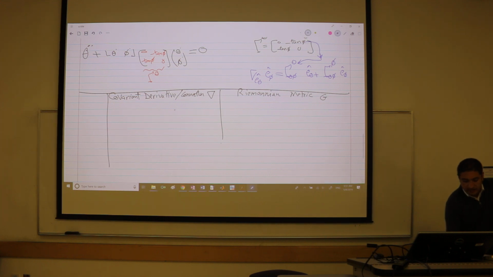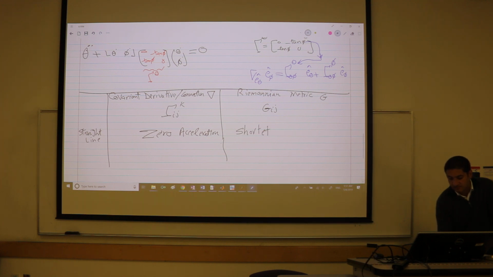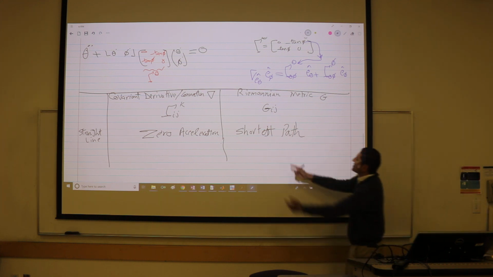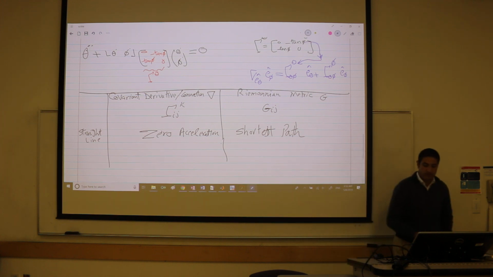This guy is completely characterized by gamma ijk. If I give you gamma ijk, I tell you completely how to do the derivative. Here, I just give you the matrix, right? What is the conceptual definition of a straight line? Geodesic. Here, it's a curve with zero acceleration. I'm defining it in terms of acceleration because all I can compute is derivatives. And here, it's the shortest path, because all I can compute is distances. So I'm going to pick the infimum of them, the minimum of them.